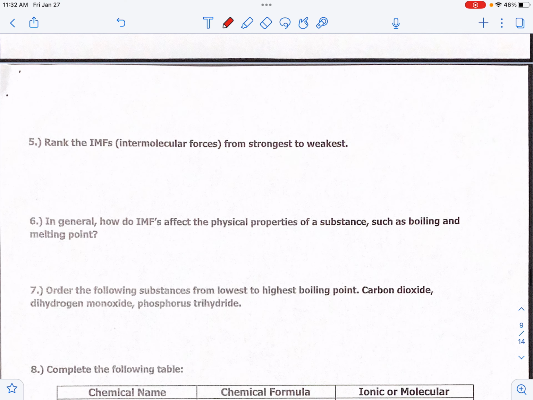So rank IMFs, intermolecular forces, from strongest to weakest. Okay, so we kind of did that a little bit. Get my key. Okay, so our strongest was ion dipole. Okay, so that was the one where you actually saw the little AQ on your Lewis structure. Then it's getting a little weaker now: a little bit weaker is going to be the hydrogen bond. Okay, that's when you have an H bonded to an N, O, or F.